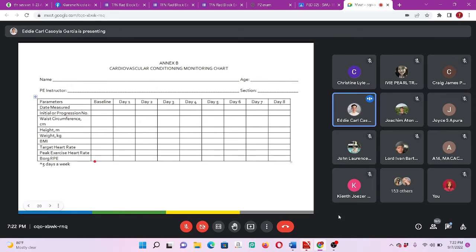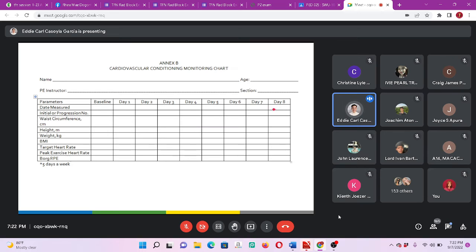So this is the baseline. This is before. And then we have here day 1, 2, 3, 4, 5, 6, 7, 8. So are you going to fill in this information also? Kindly leave days 1, 2, 3, 4, 5, 6, 7 blank, and then fill in day 8. So you measure again.